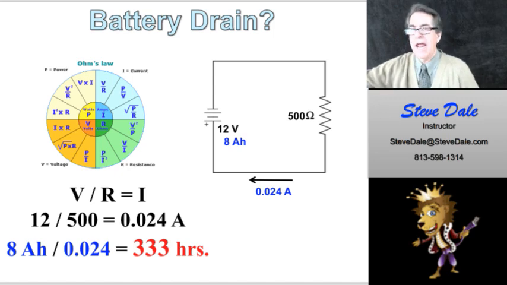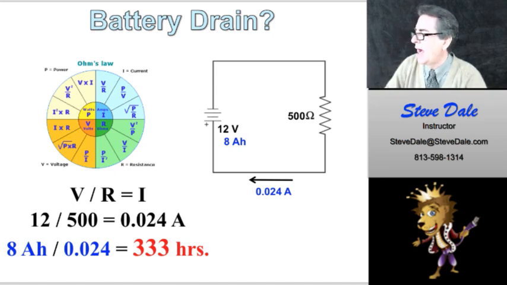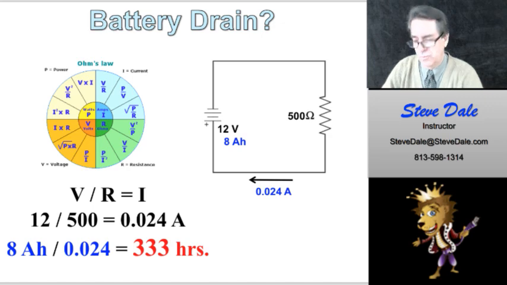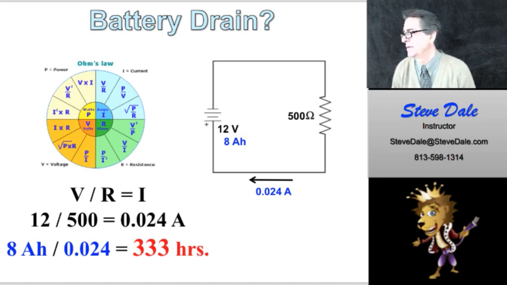All I do is take 8 amp hours and divide it by the amount of current being pulled out of the battery, which is 0.024, and I come up with 333 hours. Okay, that's how simple it is.